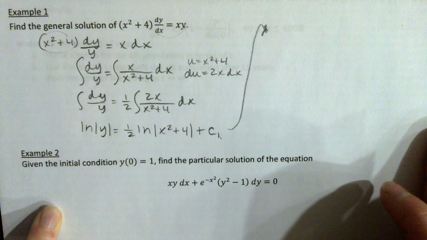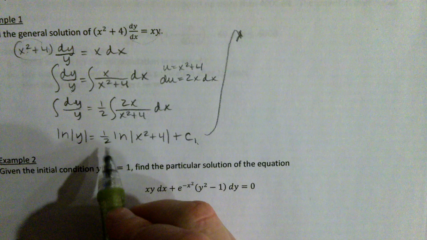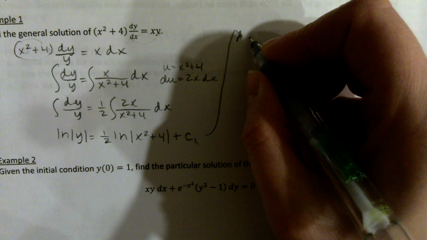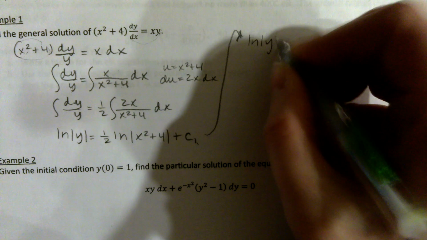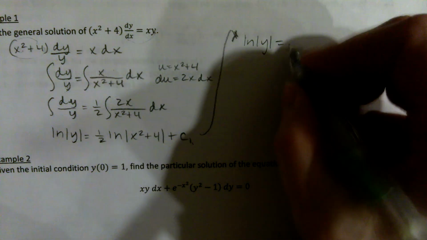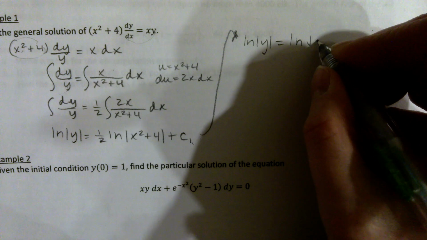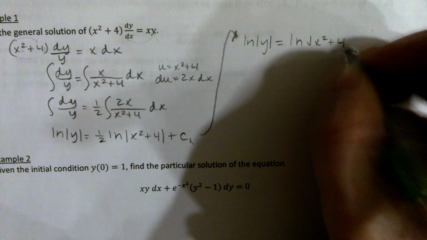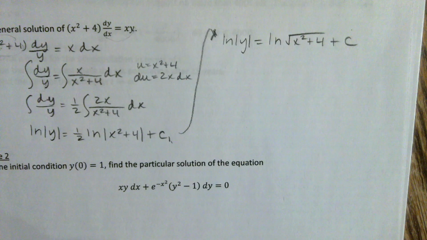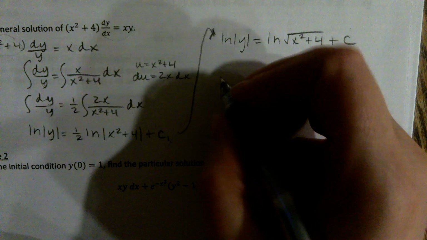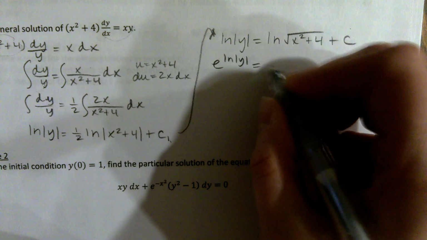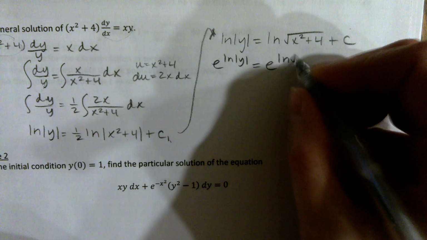So I've got to continue on over here. So I know that a 1/2 in front is really a square root. So now I've got a natural log of y equals, and if I make this a square root, I no longer need absolute values. So natural log square root of x squared plus 4. And then there's a plus c out here. And I want to exponentiate both sides. So I'm going to raise both sides as a power of e, because I do not want to have that natural log there.